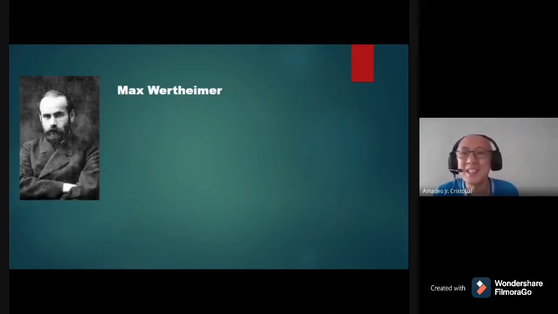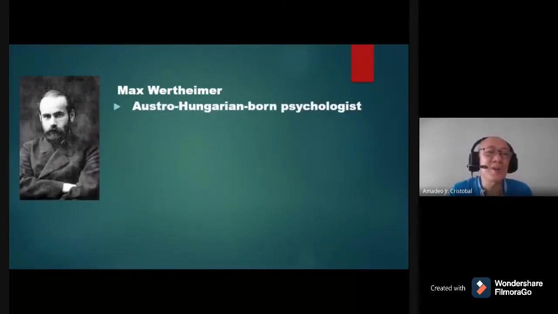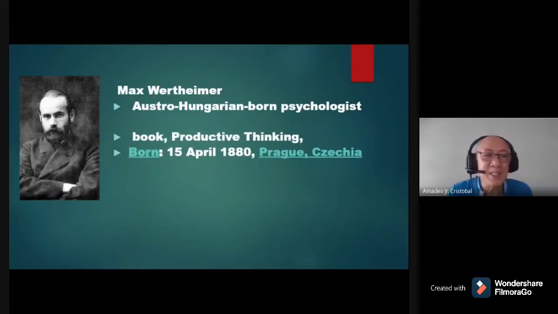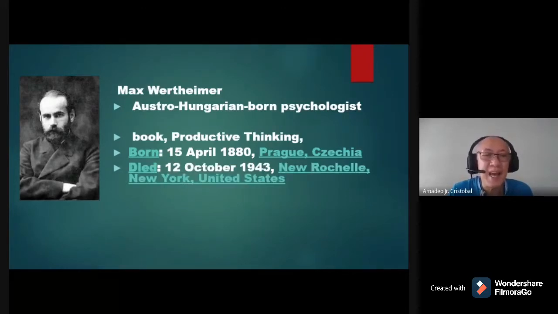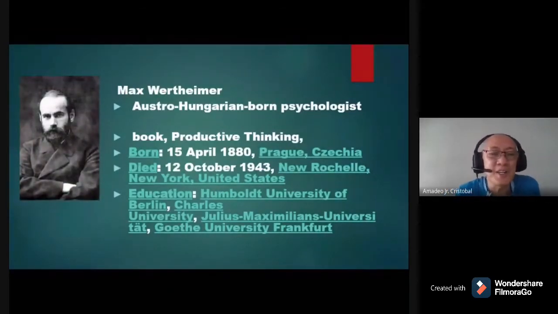Gestalt is not a human being. There are three theorists that propose it. First one is Max Wertheimer. He is an Austrian-Hungarian psychologist, and he has his book, Productive Thinking. Max was born on April 15, 1880 and died in 1943. He was educated at the University of Berlin, Charles University, and others. So there were many universities where he graduated from.